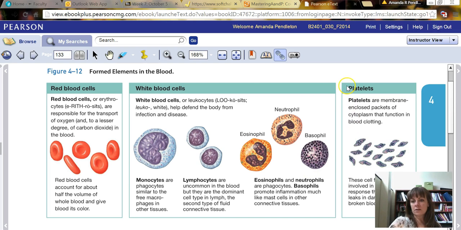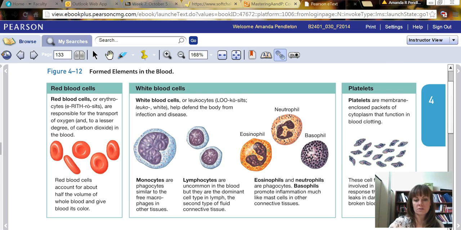And then platelets are the last one. These are cell fragments. And these cell fragments are important for helping form blood clots and to keep us from bleeding out when we get cut. And so these are the three major types of cells.